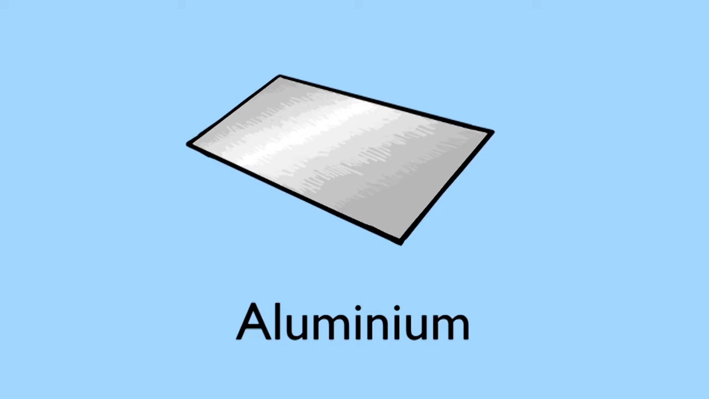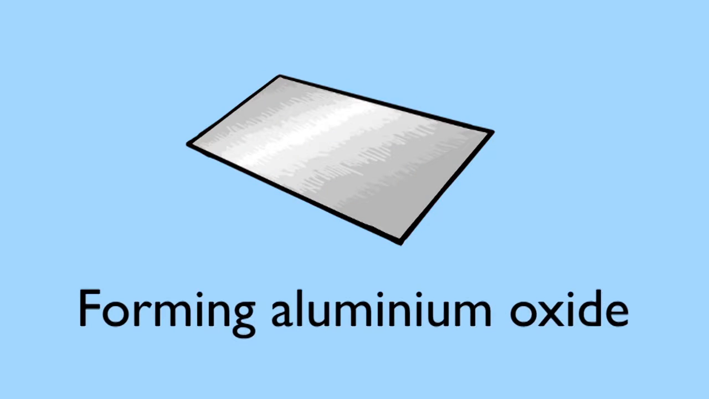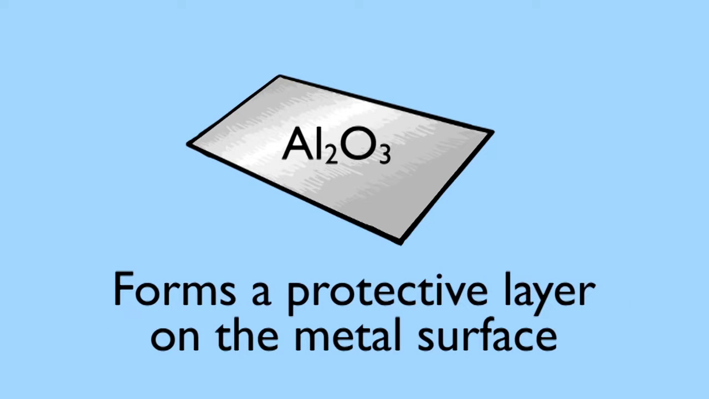The pure metal initially does react with water, but it does so by forming aluminium oxide, Al2O3, and this, much like some group 2 hydroxides, forms a protective layer on the metal's surface, stopping further reactions occurring.